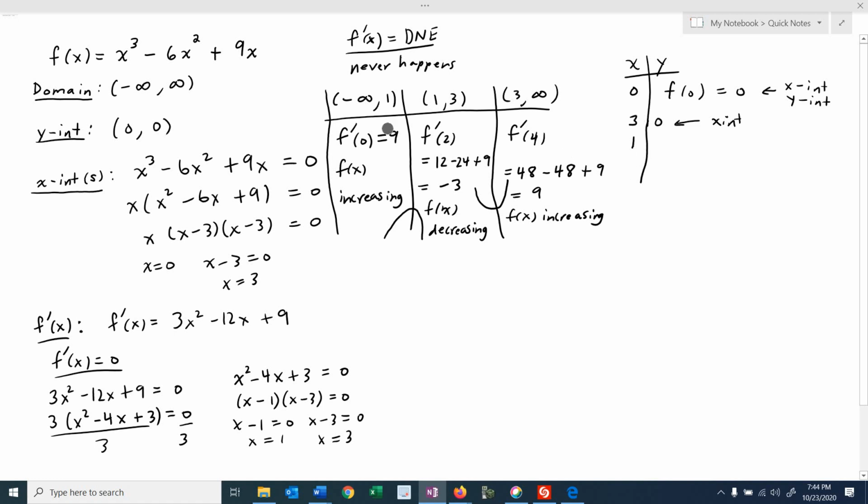So we need to know the y value when x is 1, so we can plot that point. That means you have to plug 1 into the function to find its y value. When you plug a 1 in, you get 1 minus 6 plus 9, and that's going to give you 4. The reason that's an important point is that it's a relative maximum.